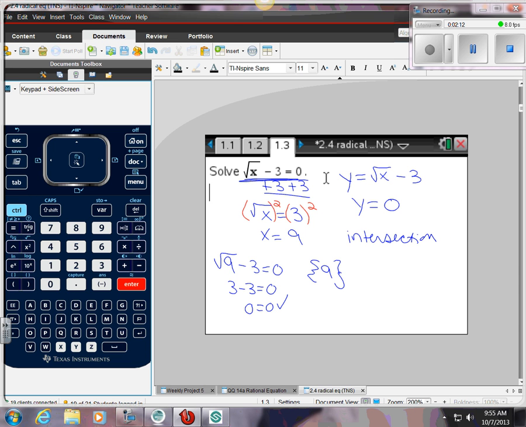What should my intersection point be based on what my answer is? Yeah, my intersection point should be 9, 0 if I'm correct. Does that make sense to you guys? Okay, so let's go ahead and on the next page, we're going to graph each half of this equation.